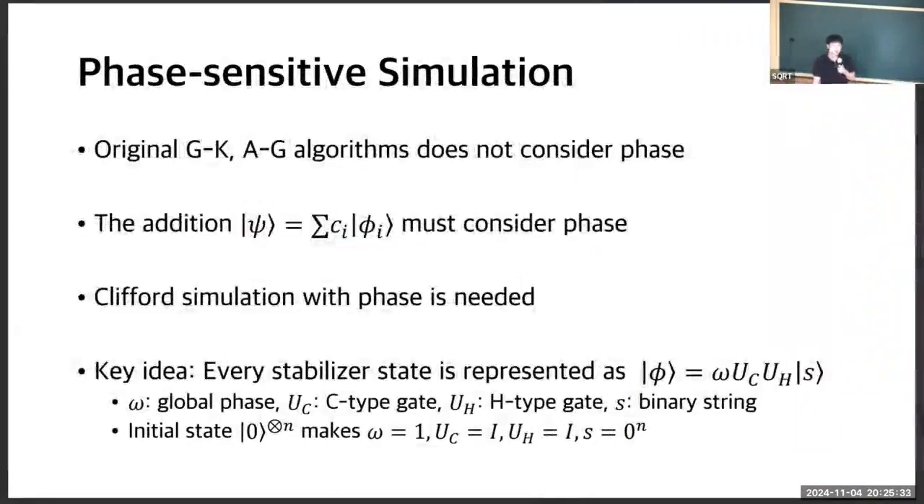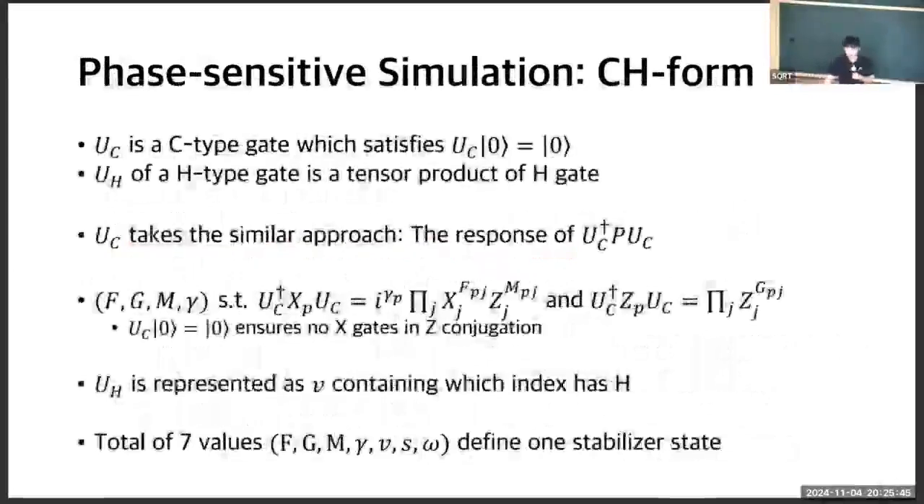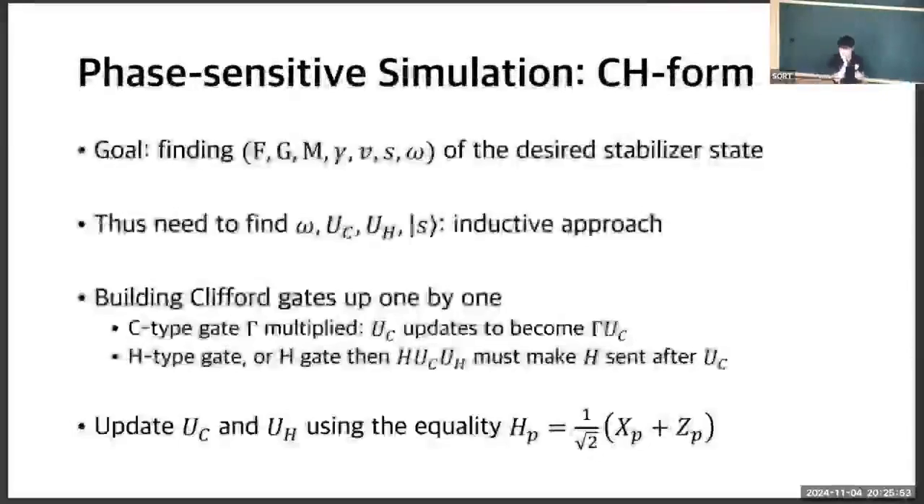So we can now compose phase sensitive stabilizer states as O(n squared) storage, and of course its updates would be O(n squared), and the measuring would be O(n cubed) here. So we need to find F, G, M, gamma, V, S, omega here to update the stabilizer state. So we can inductively approach that state, building Clifford gates up one by one.